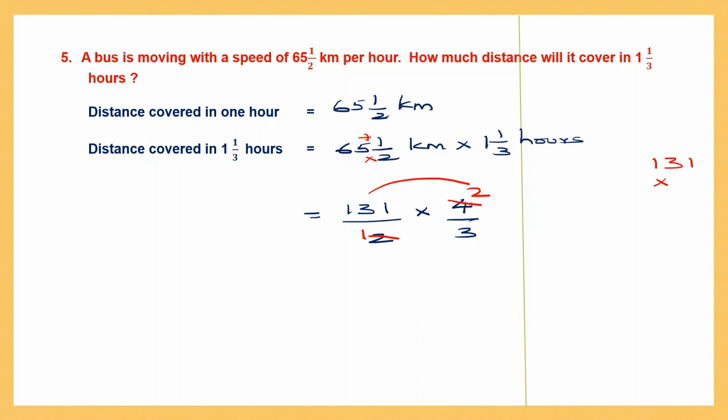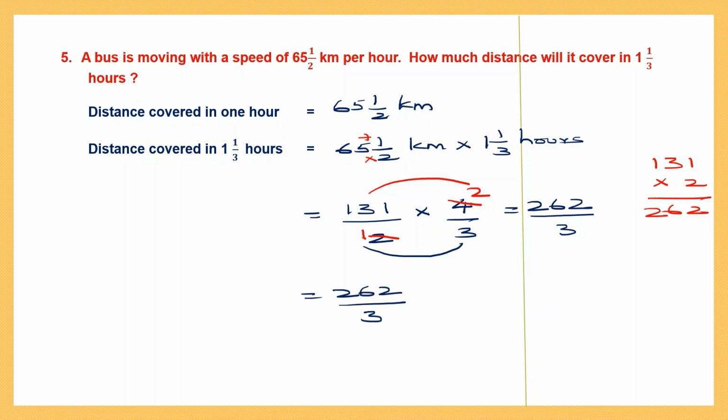131 into 2. 2 ones are 2, 2 threes are 6, 2 ones are 2. So in the numerator we have 262. And in the denominator 1 into 3. 1 three is 3. So we have 262 by 3, which is an improper fraction. So let's convert it to a mixed number.